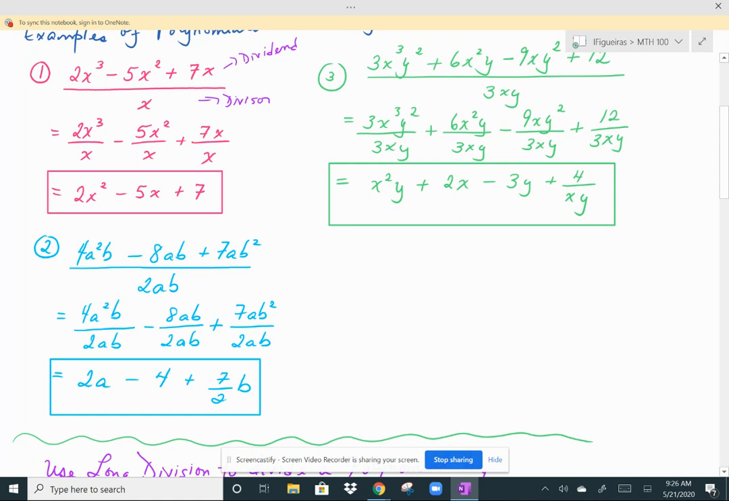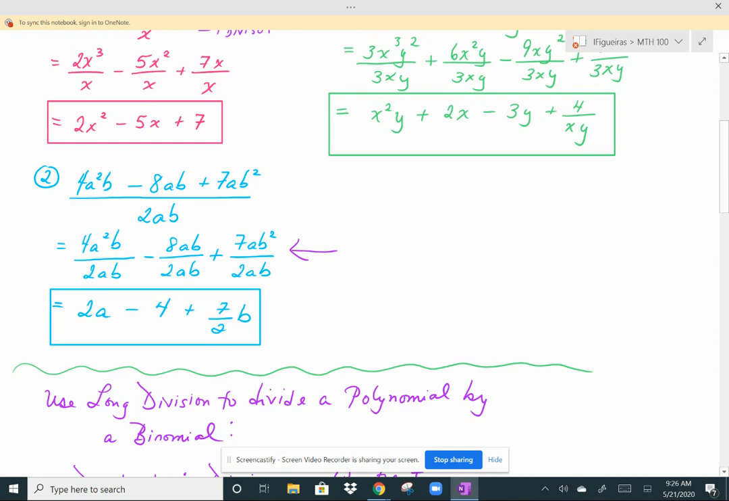So I have 4a squared b minus 8ab plus 7ab squared divided by 2ab. So again, each individual term in the numerator gets divided by 2ab. So you simplify and combine your exponents as much as possible. In the first term, the b's cancel, so you just get 2a. In the second term, both a and b cancel, so your second term is just minus 4. And in the last term, the a's cancel, and b squared over b leaves you with 7 halves b. So that's your final answer.